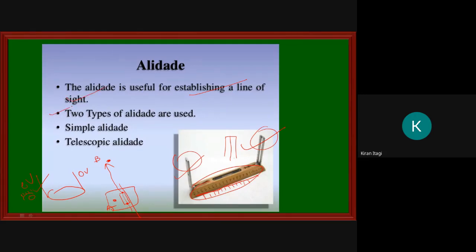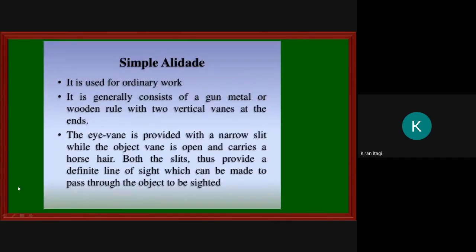Next one. Two types of alidade are used. One is the simple alidade, this one is a simple alidade, and another one is the telescopic alidade. What is a simple alidade? It is used for ordinary work, when the range of sighting is very small, when we are measuring the nearer one. The telescopic alidade is used to range larger distances. It generally consists of a gunmetal or wooden ruler. This is your wooden scale or metal scale.